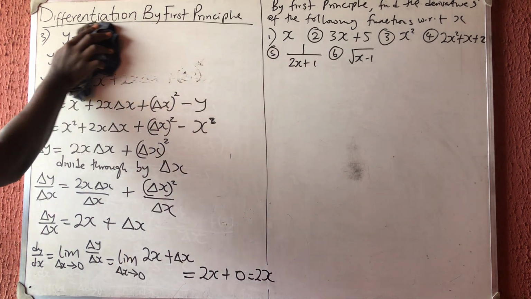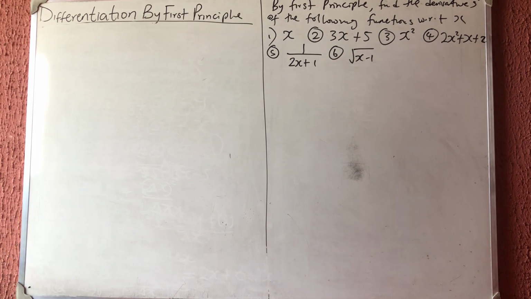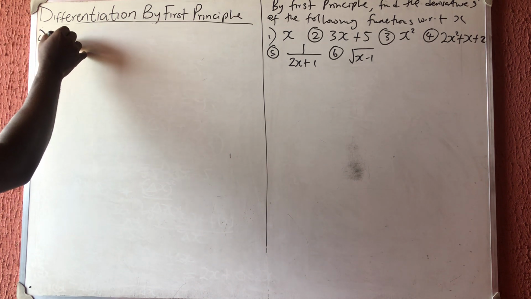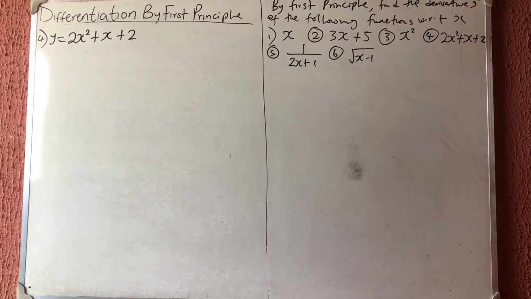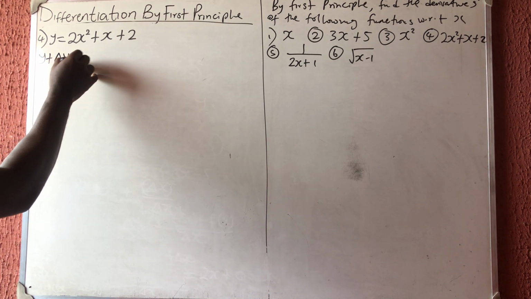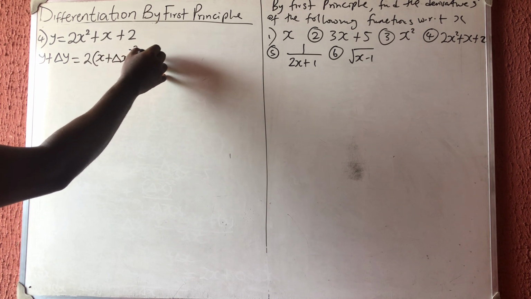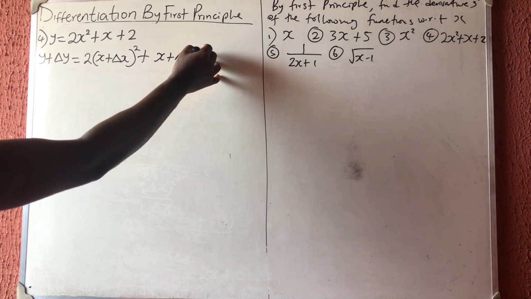So we move to the next question, question number 4. And question number 4 said that y is equal to 2x squared plus x plus 2. Right? It's very simple. Just add change in x to the side of x and add change in y to the side of y. So I'm going to have y plus change in y is equal to what? 2 in bracket of x plus change in x all squared plus x plus change in x, then plus 2.